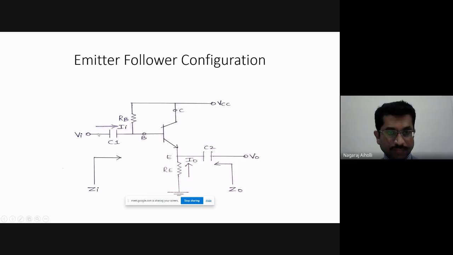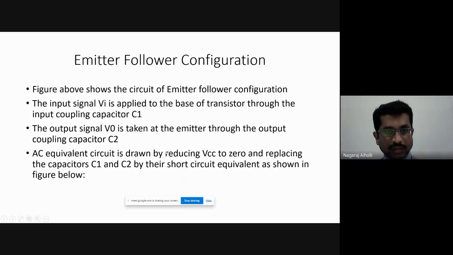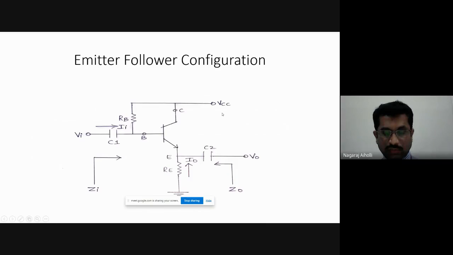Now here in this emitter follower configuration, let us draw the AC equivalent circuit. How to draw the AC equivalent circuit? The AC equivalent circuit is drawn by making VCC equal to 0 and replacing the capacitors by short circuit. Correct? For DC analysis in module 1, the capacitors are replaced by open circuit, whereas in AC analysis, module 2, the capacitors are replaced by short circuit. And as it is AC analysis, we have to make the DC voltages 0. So make VCC equal to 0 here.